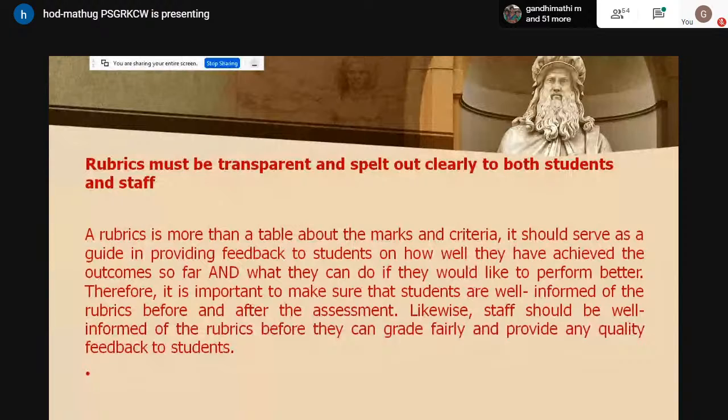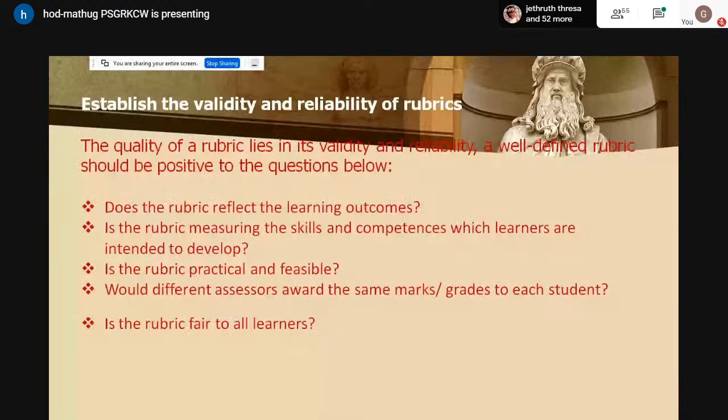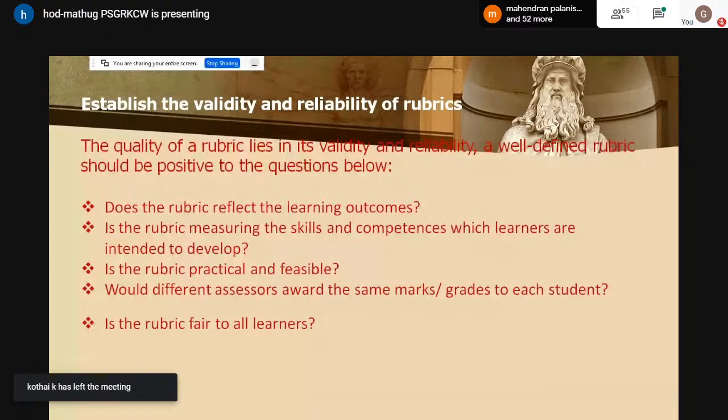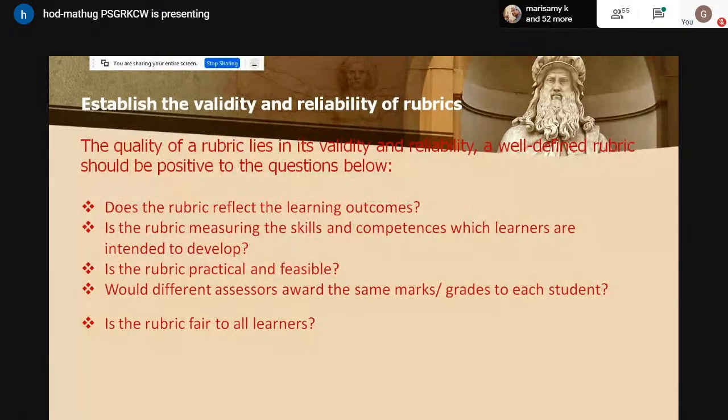And how to establish the validity and reliability of the rubrics? Whenever you set a rubric, you have to check the following questions. Does the rubric reflect the learning outcomes? That is the first and foremost question that has to be answered in your rubric. Is the rubric measuring the skills and the competencies which the learners are intended to develop? For example, if your paper aims at developing a soft skill, or entrepreneurial skills, then that entrepreneurial skill component must be given importance in your rubric.